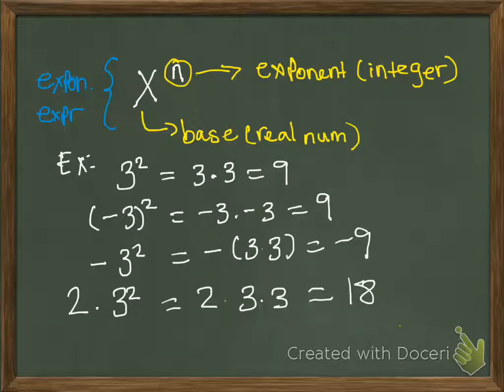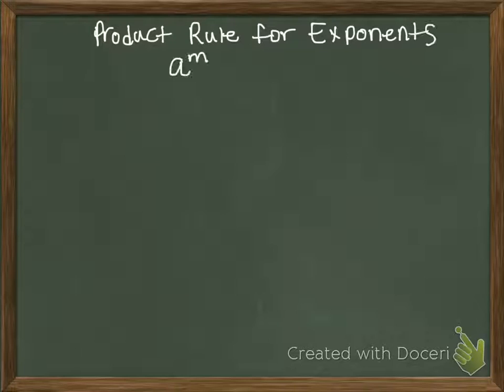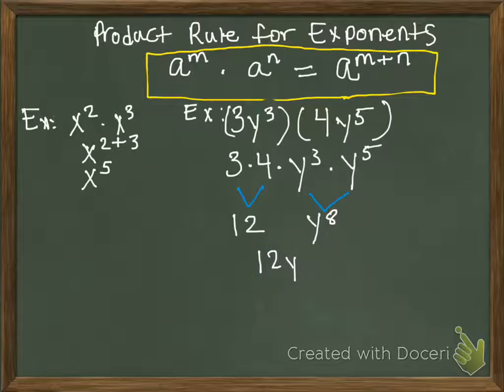There are several rules that go along with exponential expressions. So let's start off with the first rule. The first rule we'll talk about is called the product rule for exponents. This rule says if we have two like bases, a to the m times a to the n, then what we do is we add the exponents together. Thus, a to the m times a to the n is equal to a to the m plus n.